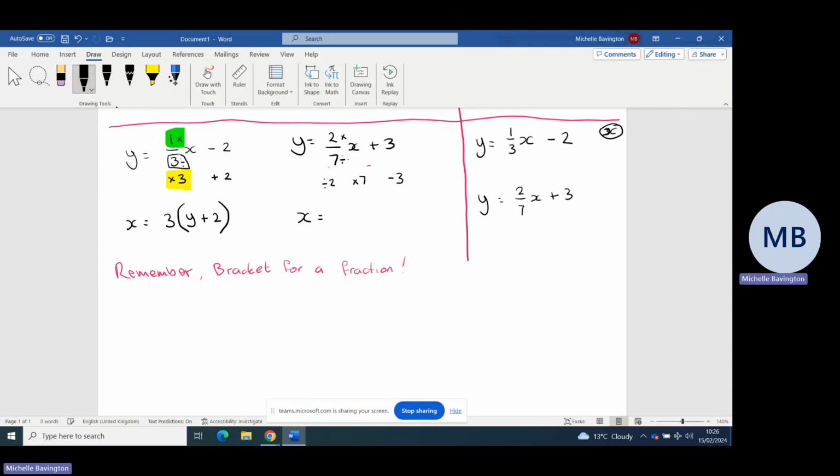Which one? Times that one. So that goes there. Y minus 3. That one's done. That one's done. My divide goes at the bottom. And that's my answer. And hopefully that is your answer.